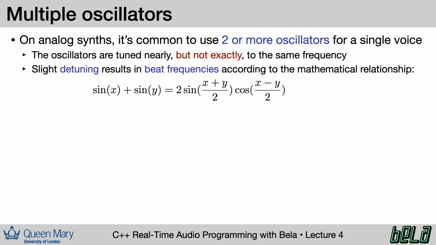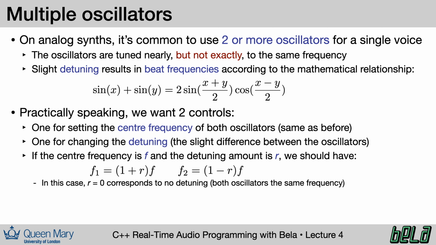And what happens is the slight detuning between oscillators results in beat frequencies. The reason for this actually comes from a trigonometric identity where adding two sines together is equivalent to multiplying a sine and a cosine at their sum and their difference divided by 2. So practically speaking, if we want to implement an oscillator module that involves two or more detuned oscillators, we're going to need some more controls.